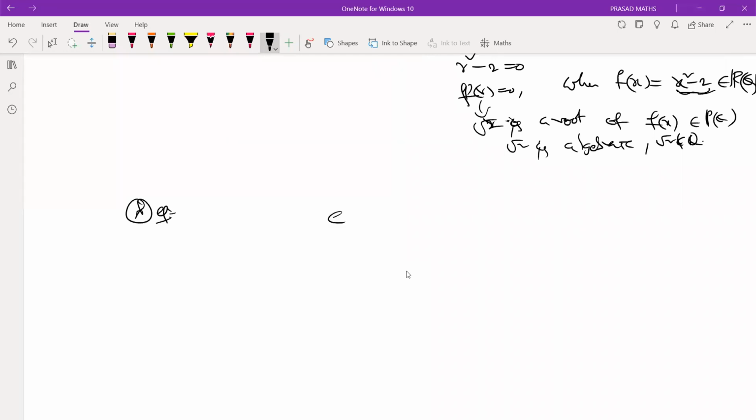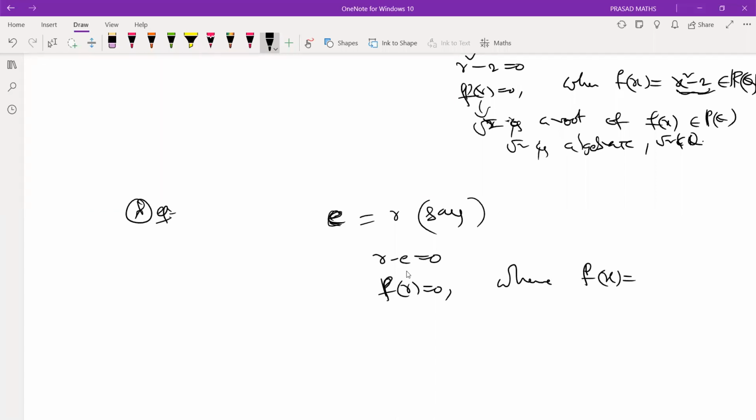Suppose you take e. Is it transcendental? Yes, sir. Pi also. Right. Suppose you take e, and let r be a number such that r minus e is 0. Therefore f of r is 0, where f of x is equal to x minus e. Is it a rational coefficient?